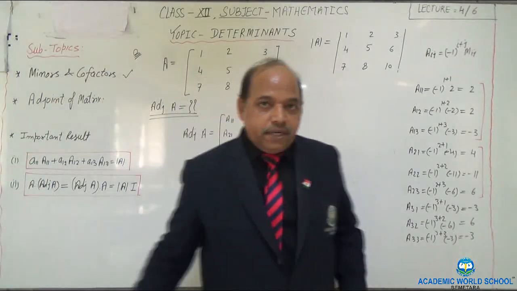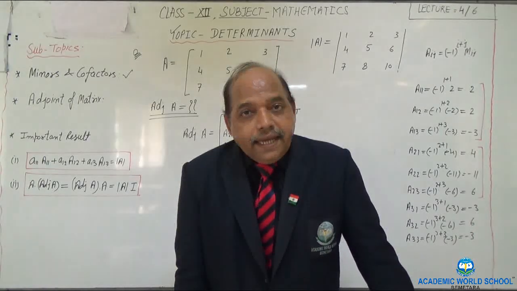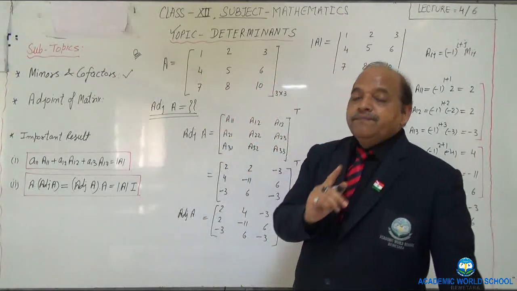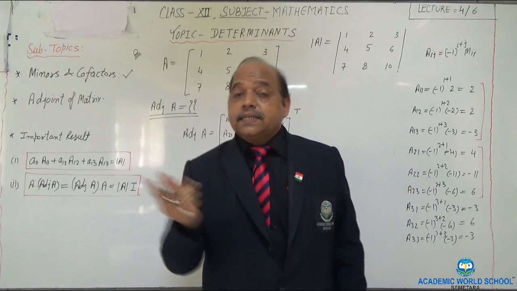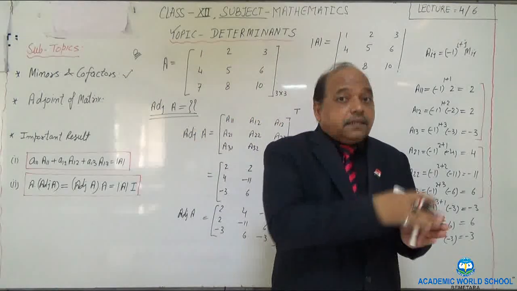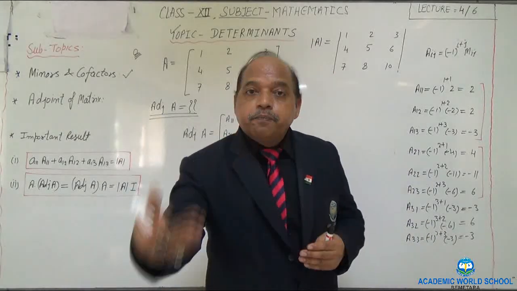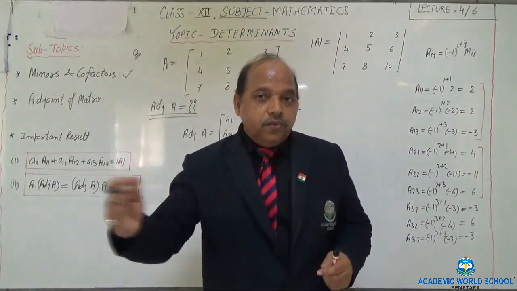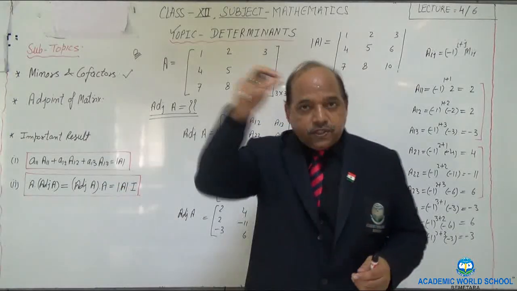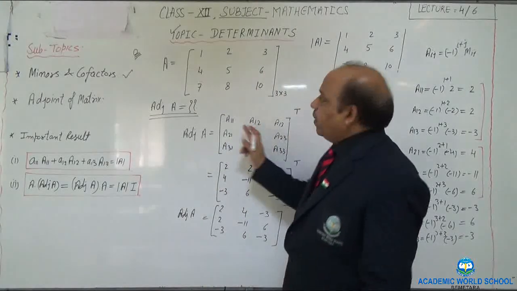So I hope you have understood how to find out adjoint of any matrix. Please remember that adjoint of a matrix is the transpose of the cofactors matrix. So when we are saying transpose of cofactors matrix, it is for explaining, but when you have to apply it, you will apply in reverse way. First you will calculate cofactor, then you will take transpose of that. So this is what we have done.